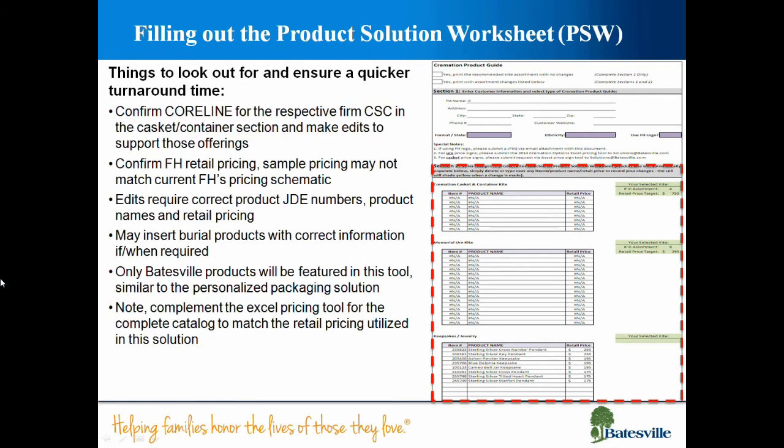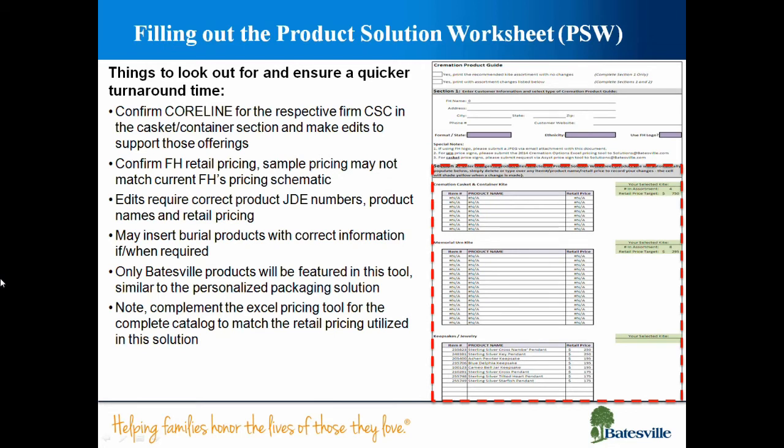Things that you need to look at to make sure that it ensures a quicker turnaround time. These are things that minimize the need for revisions and that ensures that we get the cremation product guide back to you as soon as possible. Please confirm core line for the respective CSC. We use all of our products in our kites, and some of them are not carried by your local CSC, so ensure that every product that's listed is in your core line.